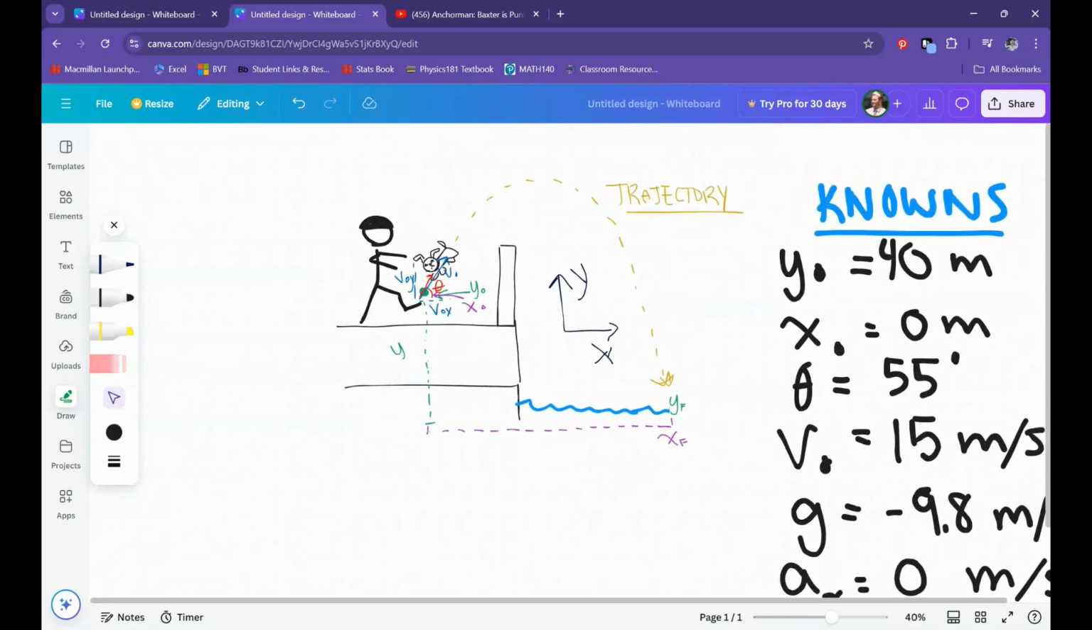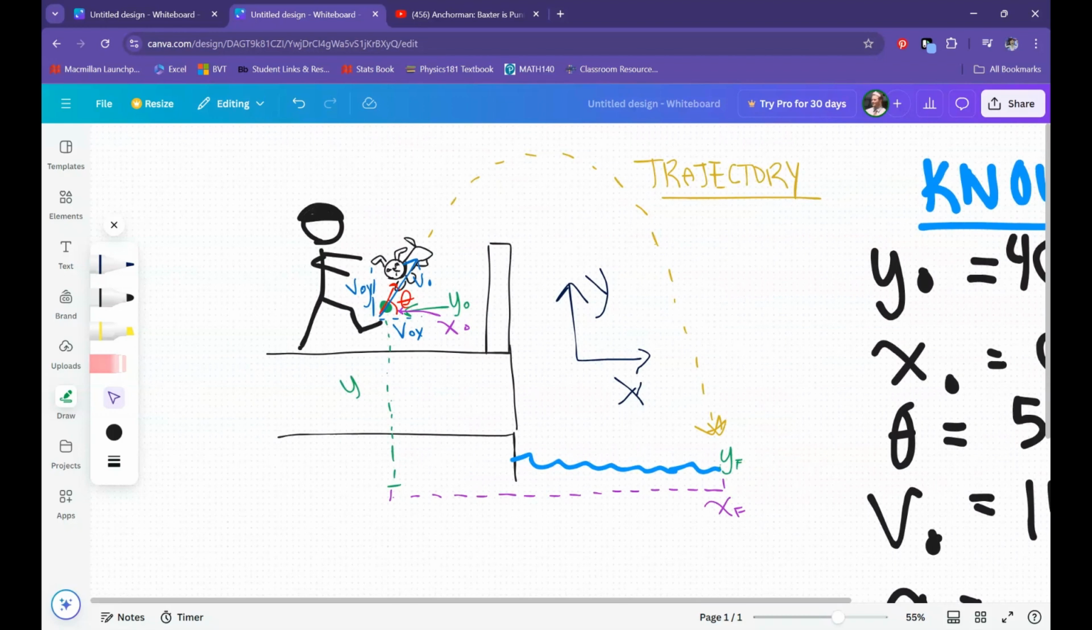And if anyone's ever seen the movie Anchorman, you know the scene where Jack Black drop kicks the main character's dog, Baxter, off of a bridge. So I wanted to calculate, hypothetically, how far this dog could go.